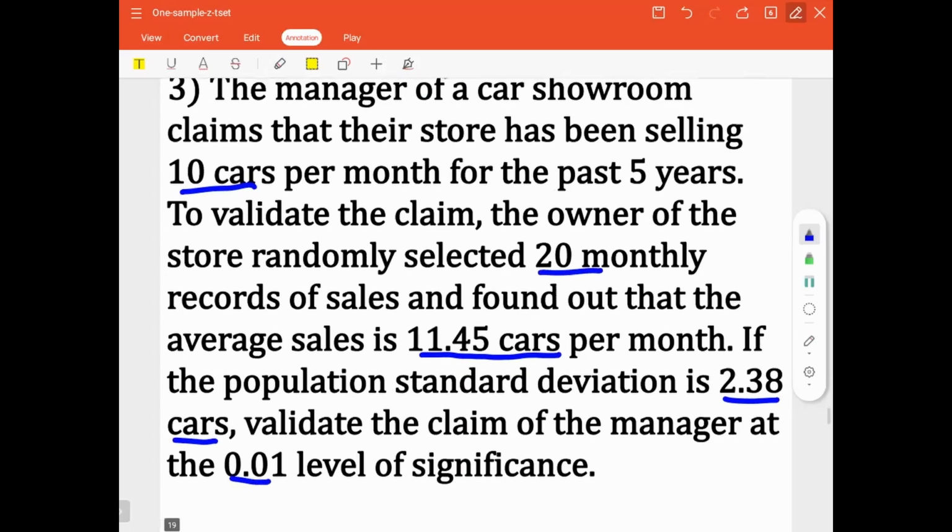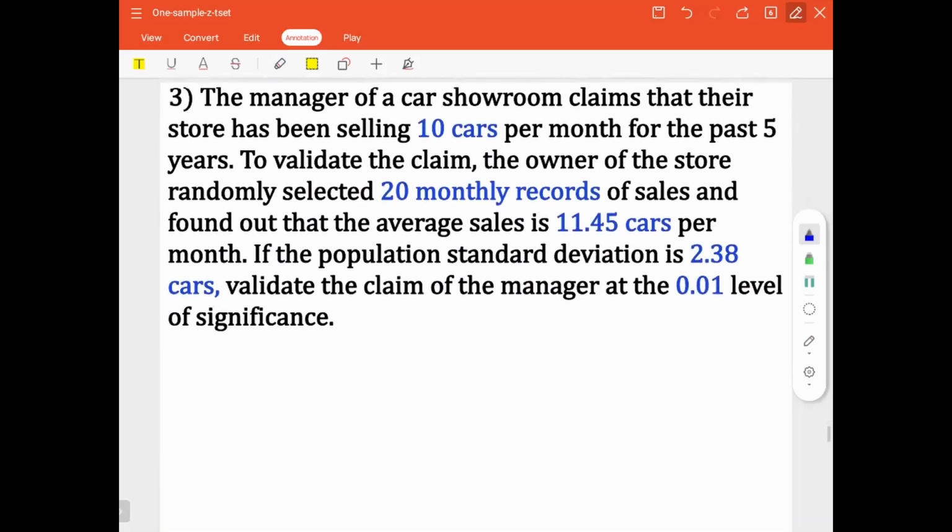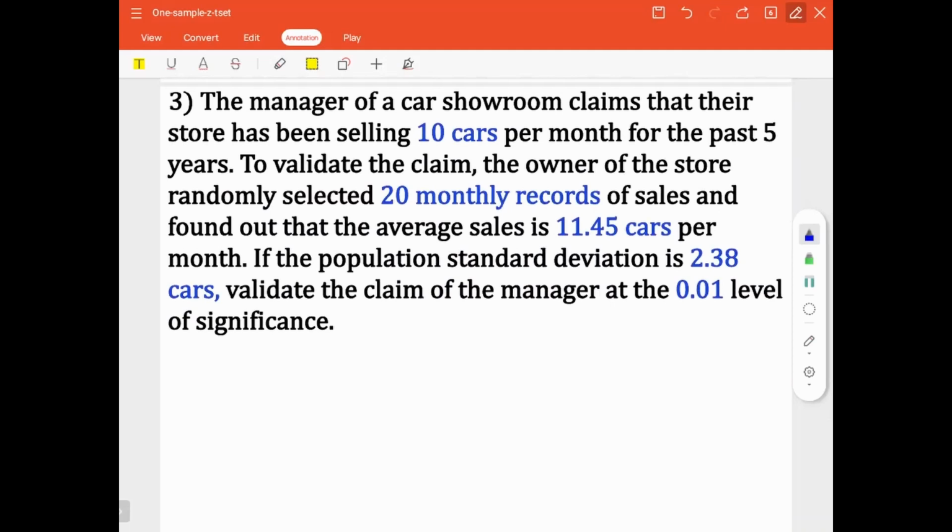Okay. So then again, these are the given information. In the problem we have here, 10 cars will of course be the hypothesized mean. That's the test value there.